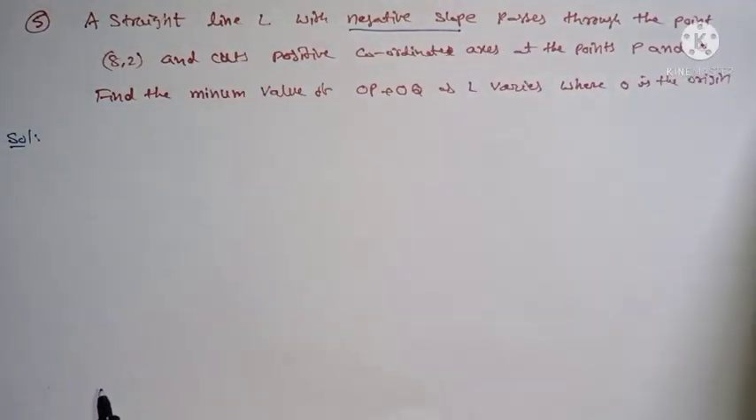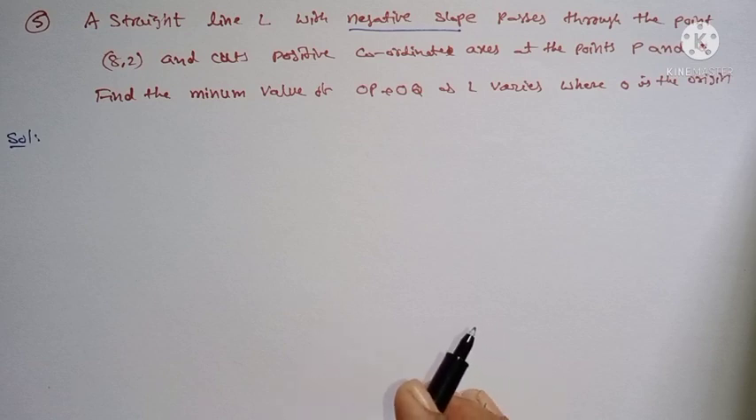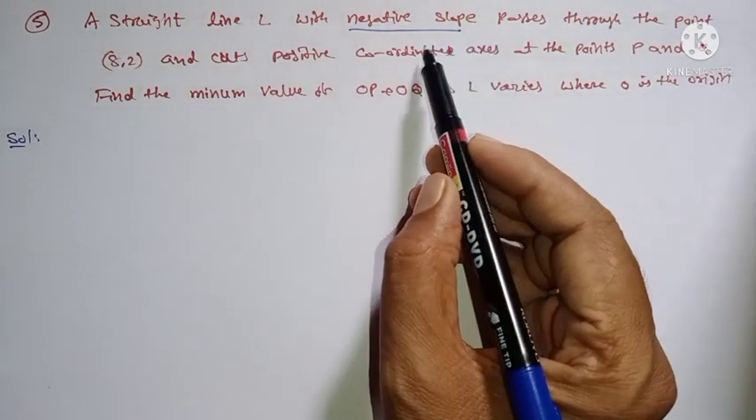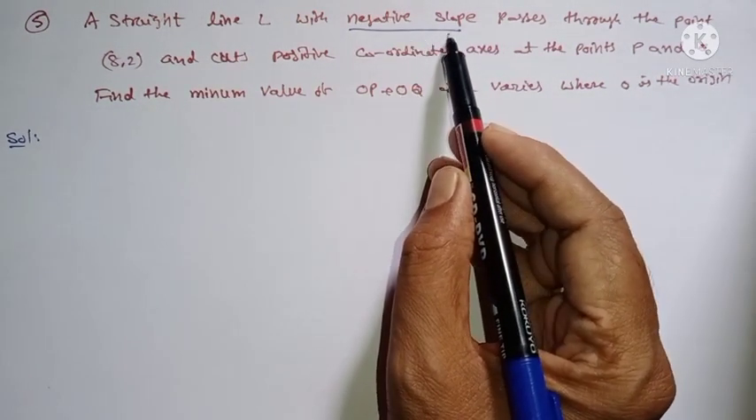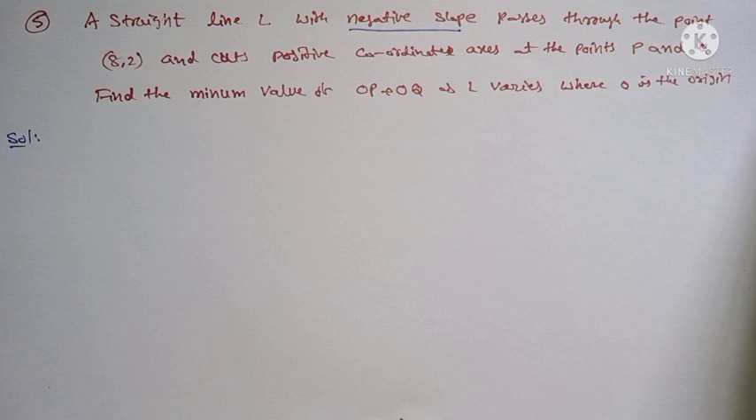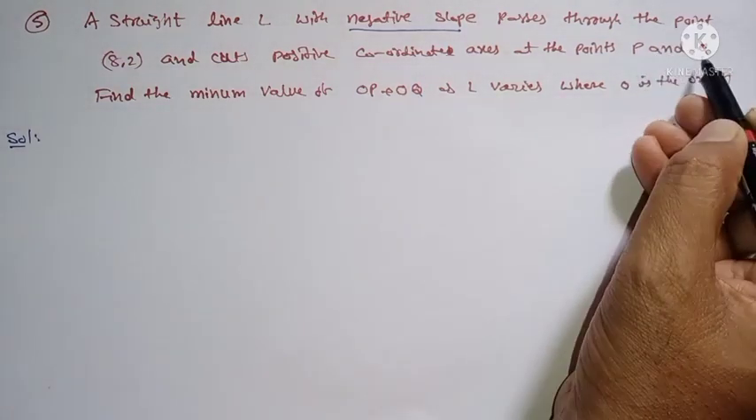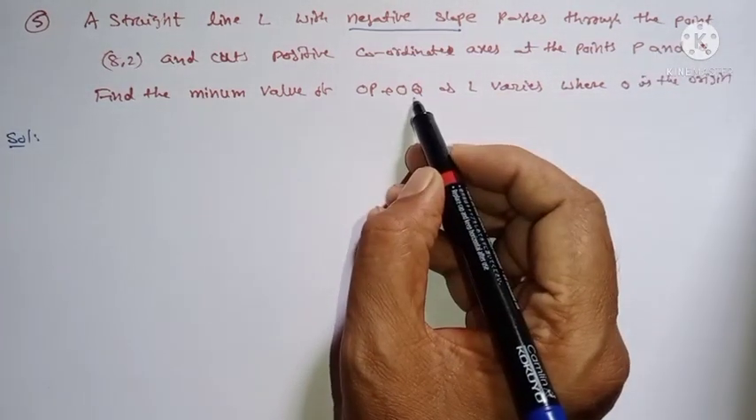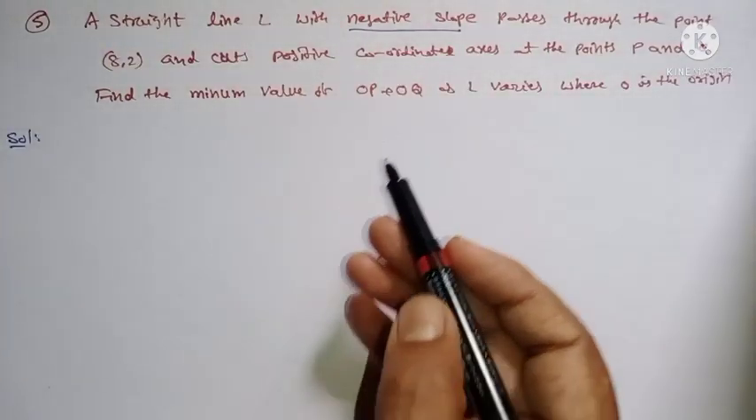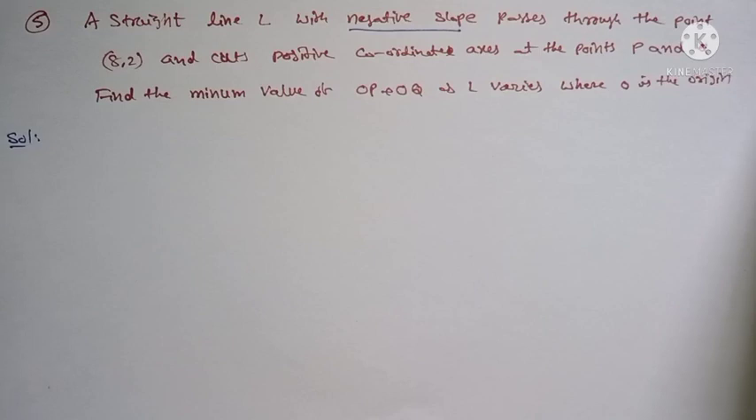If it is a slope and the point, what is the formula? y minus y1 is equal to m into x minus x1. But a negative slope is given, therefore you can take here m as minus m, that is negative m, and take x comma y. You can find the equation. The equation you can change into the coordinates form or intercept form, x by a plus y by b is equal to 1. Again the intercept form, P and Q are given as OP and OQ. Therefore you can find the OP and OQ values and substitute them into OP plus OQ to find the minimum value.